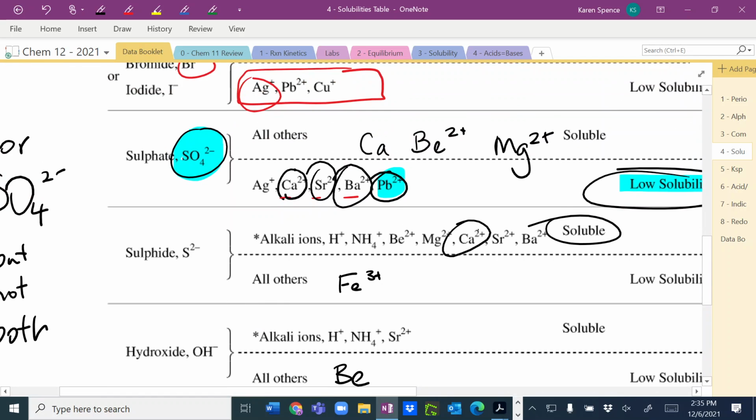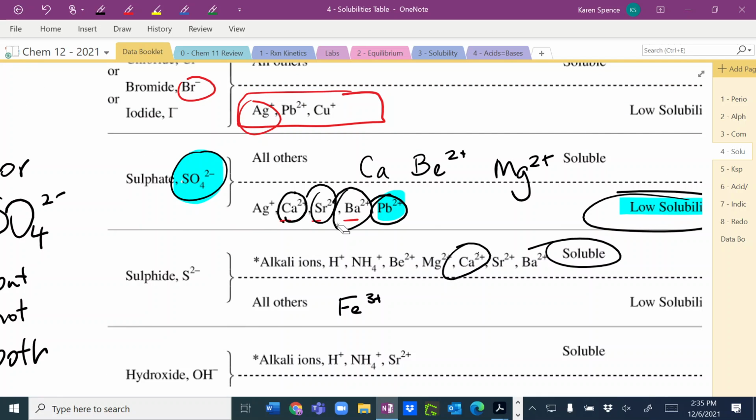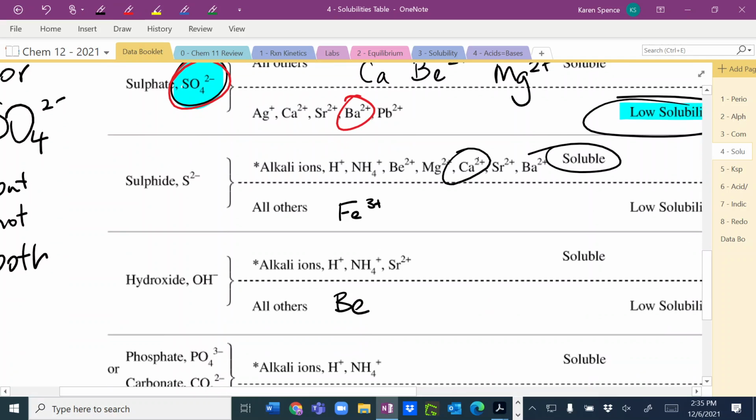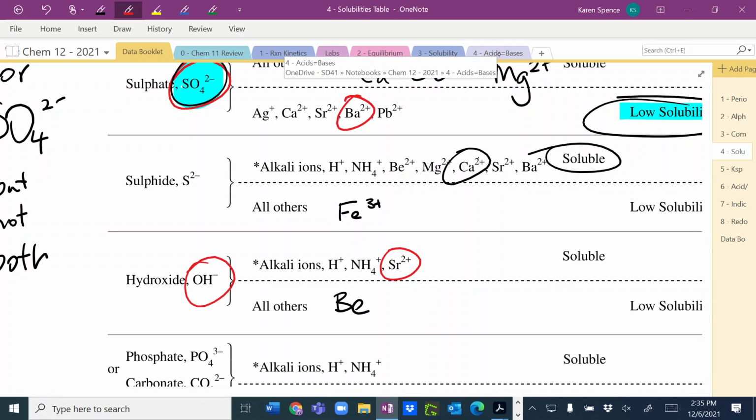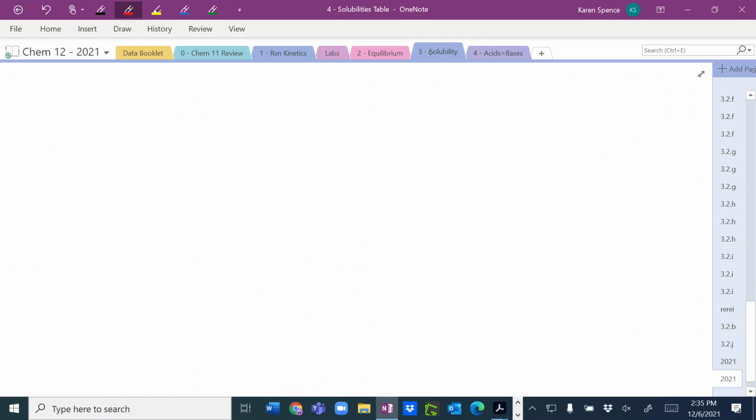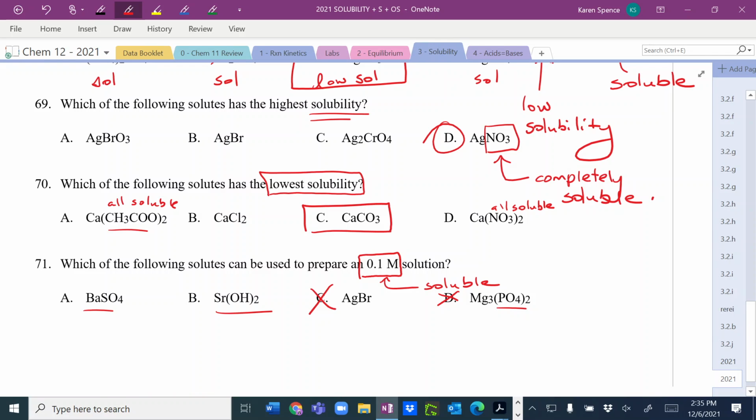Sulfate is barium sulfate, that's low solubility. And strontium hydroxide is actually the one of the alkaline earths that is soluble with hydroxide, at least on this solubility table. Alkaline earth. So it's going to be this one, because that's the only one that's soluble.